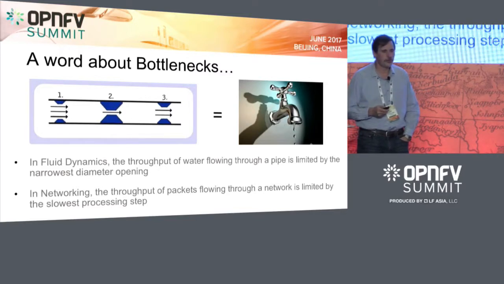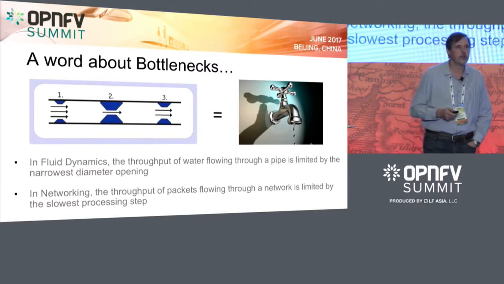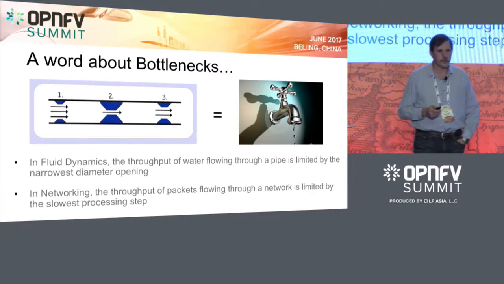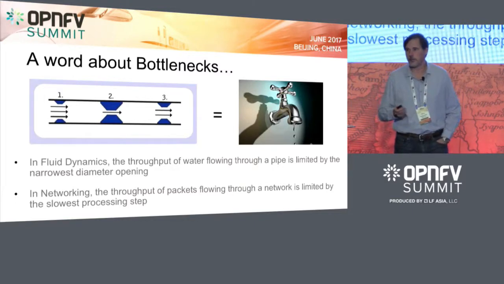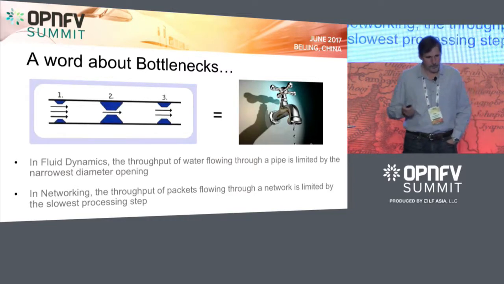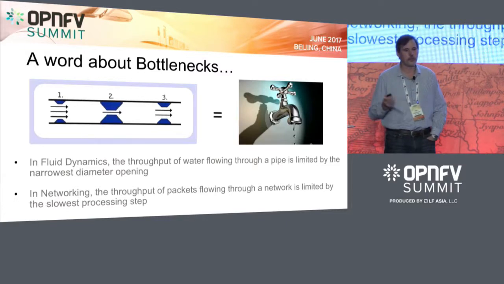Everybody knows that when you have a pipe and you try to get water to flow through that pipe, it's only going to flow as fast as the narrowest point in the pipe. If you have a clog, it's going to slow things down, and you're going to get a drip instead of a nice stream of water. Obviously, in networks, this happens as well.